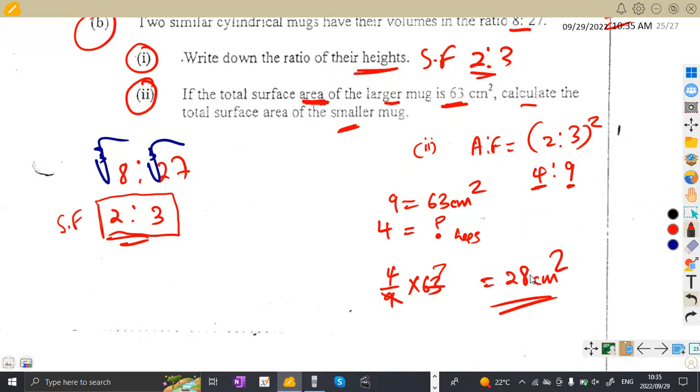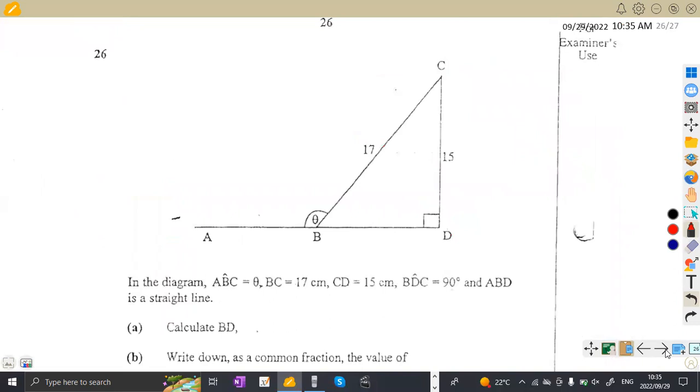So if you are given area, work with area factor; volume, work with volume factor. If you want to calculate side, you work with scale factor. That is the idea there.